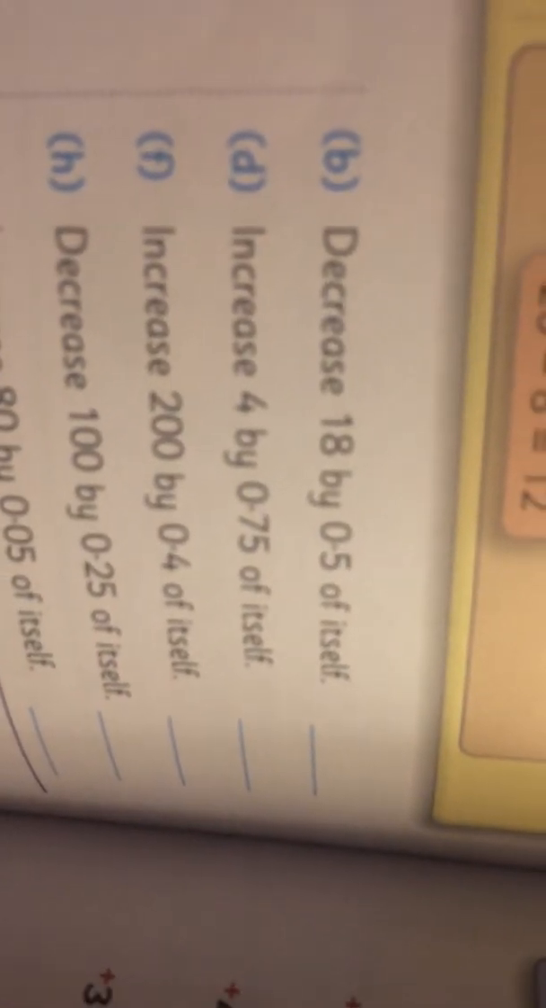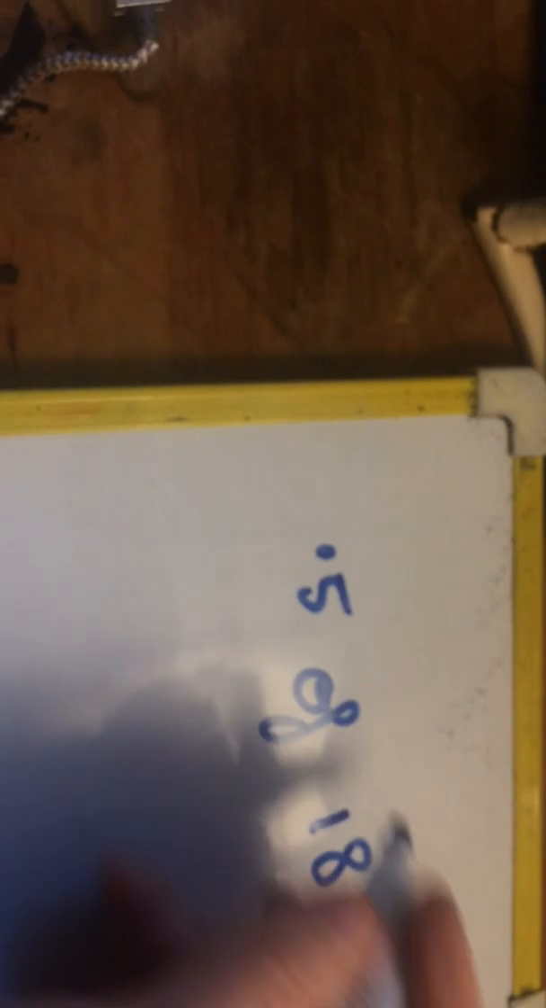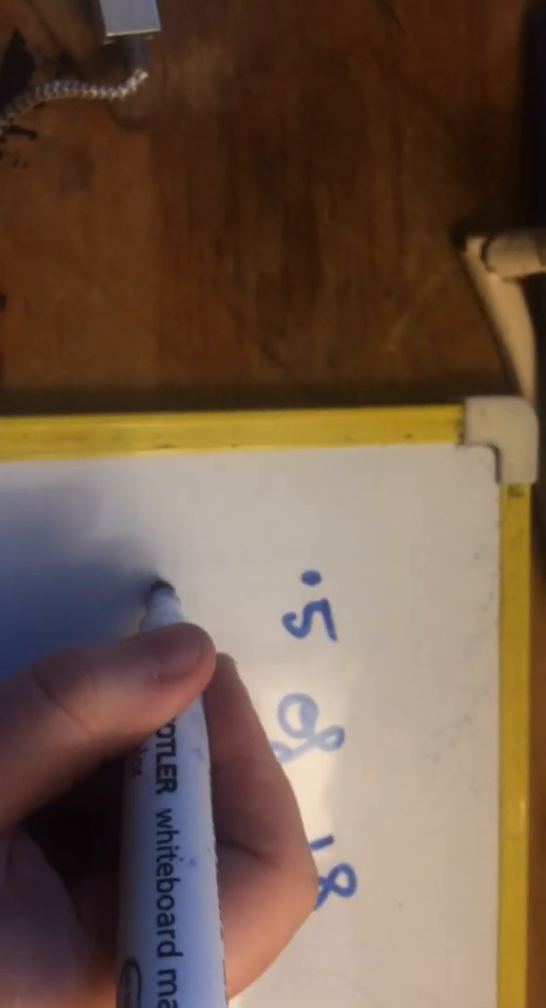Decrease 18 by 0.5 of itself. So we're trying to find 0.5 of 18. So 0.5 we know is also known as a half, isn't it? Now we can work it out. If you're not sure where I got that half from, put 5 over 10, because we know that's the fraction. And then we break it down. 5 into 5 goes once, 5 into 10 goes twice.